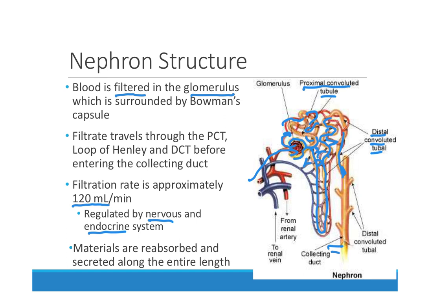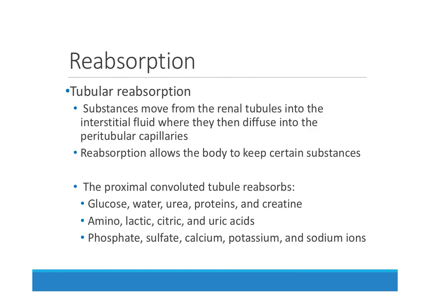And then along the entire length of this tube that makes up the nephron, we have various materials being reabsorbed and secreted. So starting at the glomerulus, going all the way through to the collecting duct, things can be changing in the urine as our body needs things to change. So I'm going to start by talking about reabsorption.